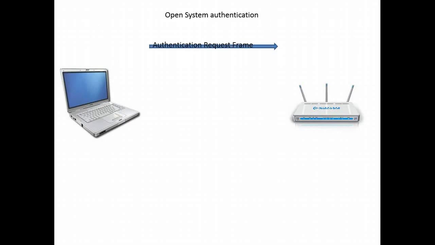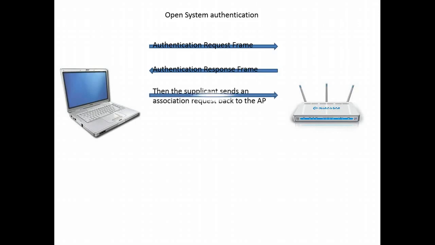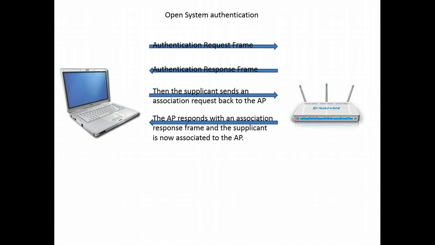In Open System Authentication, the first thing that takes place is your client device will send an authentication request frame over to the access point. The access point will then send an authentication response back to the client device. Your client device will then request an association with an association request frame, and the AP will respond back to that request with an association response frame. At this point in time, Open System Authentication has completed, and it's pretty much that simple.